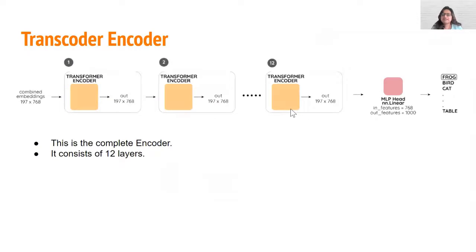So this is the complete functionality of ViT. Input embeddings pass through a cascade of encoders, then there is an MLP head, and finally the class predictions.